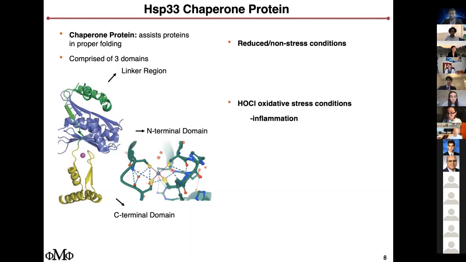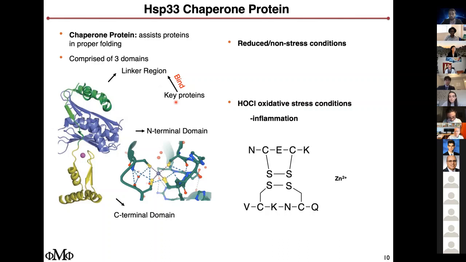However, upon HOCl oxidative stress conditions or upon inflammation, you have a release of the zinc atom from the zinc finger domain, causing the formation of disulfide bridges between neighboring cysteines. This is what allows the protein to unfold and expose this important linker region, where key proteins of the bacteria can bind and be prevented from undergoing oxidation and aggregation. The literature has shown that HOCl normally can cause aggregation of proteins, and the bacteria wouldn't want that, or else it would lead to oxidative cell death.